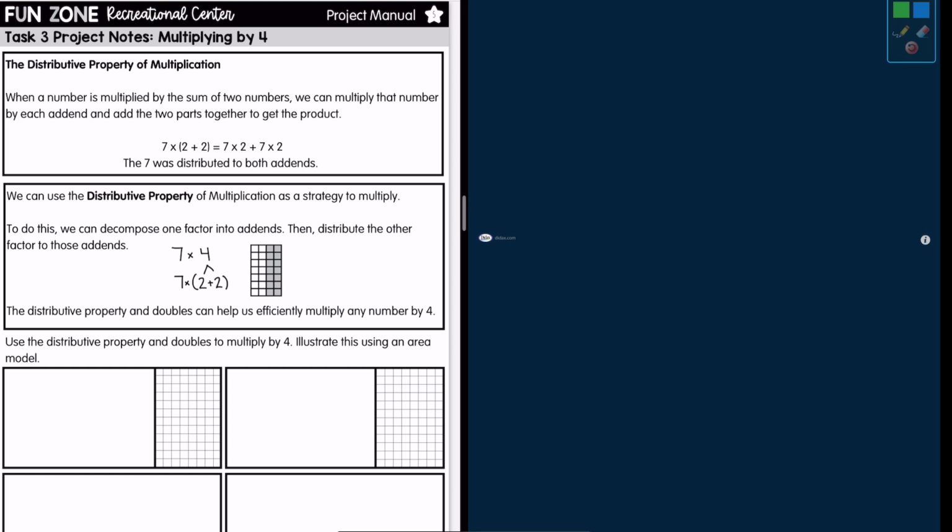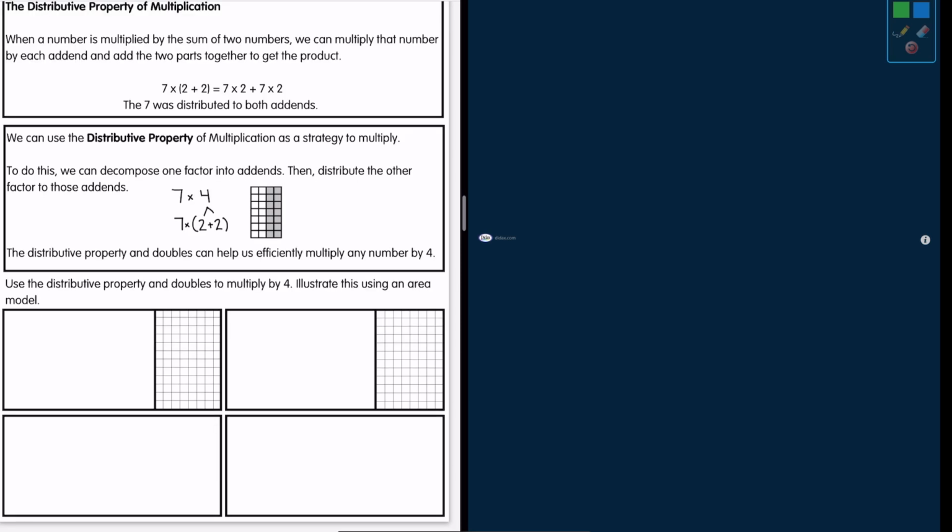Let's complete our Task 3 project notes for multiplying by 4. We will use the distributive property of multiplication as a strategy for multiplying by 4. Let's build an area model for 2 times 3.